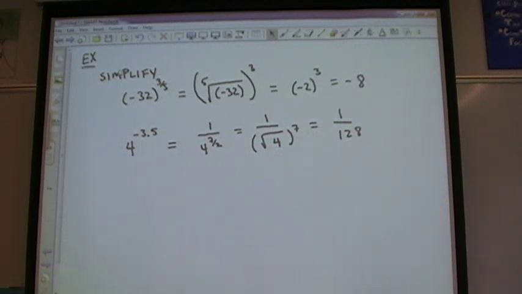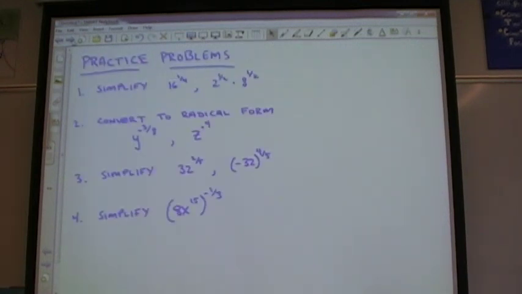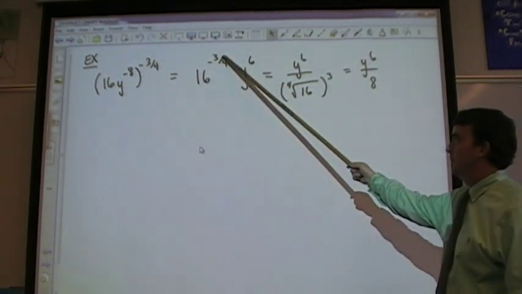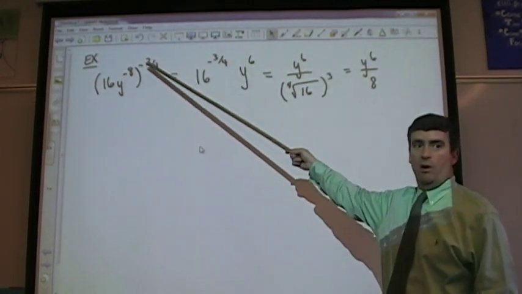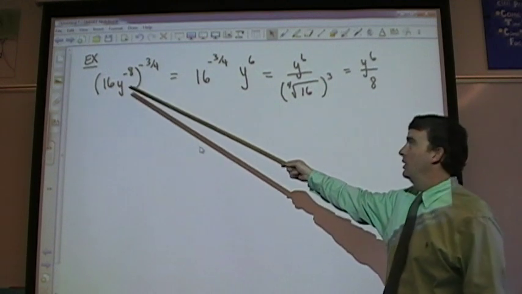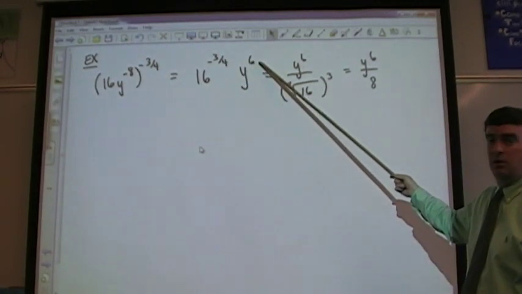And the last example. Simplify 16y to the negative 8 raised to the negative 3/4. We have to raise both numbers inside the parentheses to the negative 3/4 power, which I did here. When you raise a power to a power, what do you do to the exponents? Multiply. So negative 8 times negative 3/4 becomes positive 6.